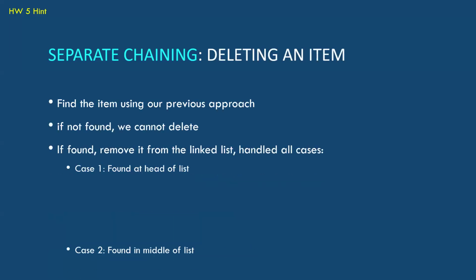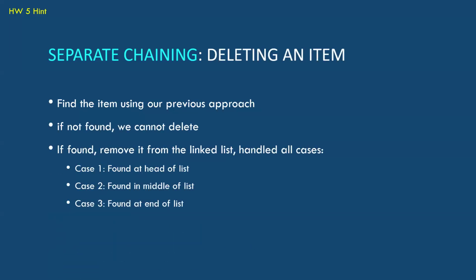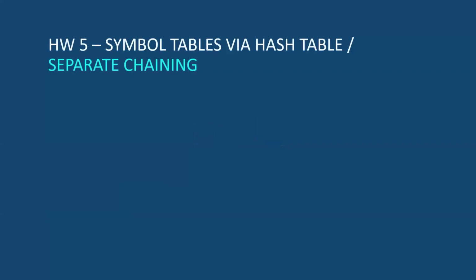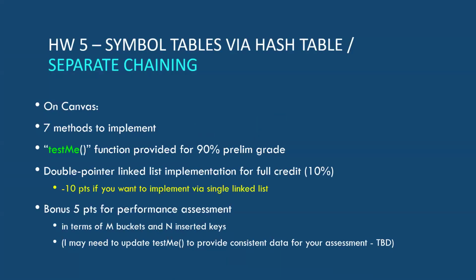Separate chaining, deleting an item. Make sure you break it down into cases like we have for our linked lists. Check at the head, check at the middle, check at the end. I would probably even do it, check at the head, check at the end, and save the middle for last, like we did in our last lecture. That code will work better that way. But you can find your own way on that. Okay. And so homework 5 is all there.